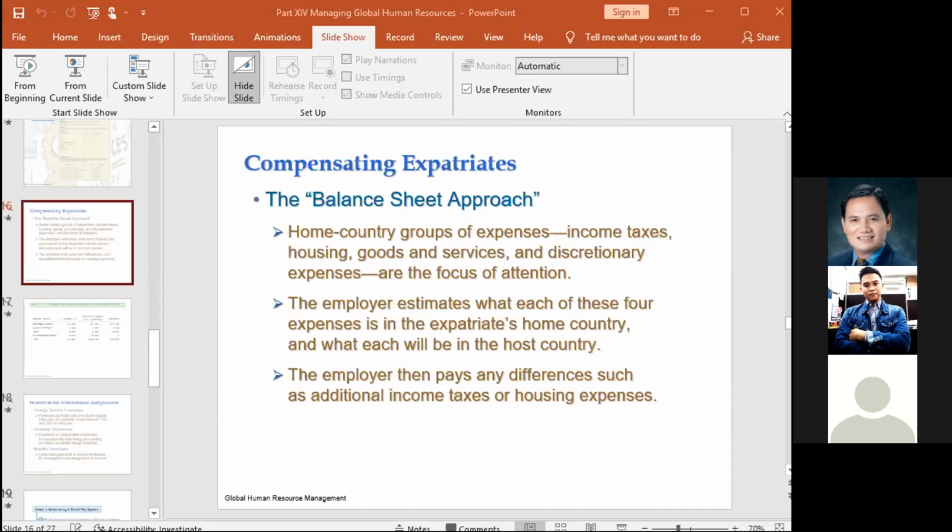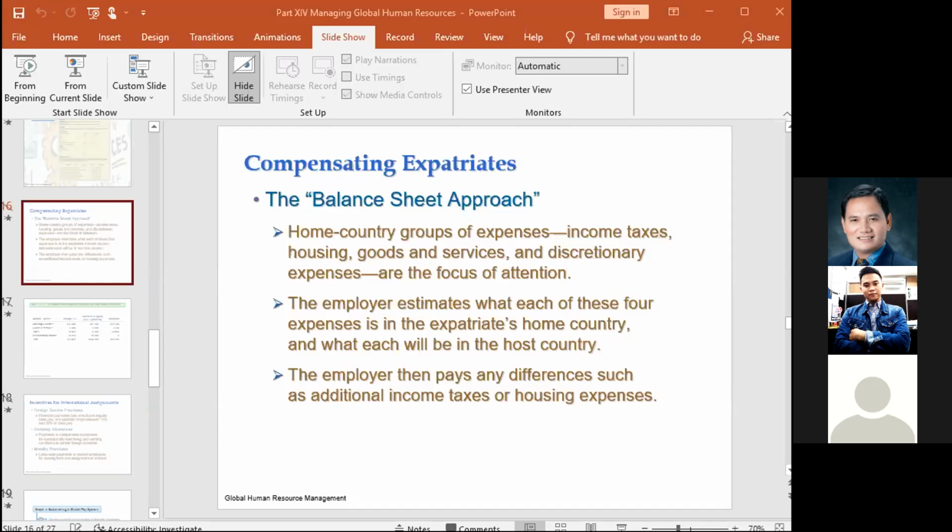Next is the hardship allowances. These are payments to compensate expatriates for exceptionally hard living and working conditions at certain foreign locations. An example here is US diplomats assigned to Iraq. They receive about a 70% boost in base salary among other incentives.